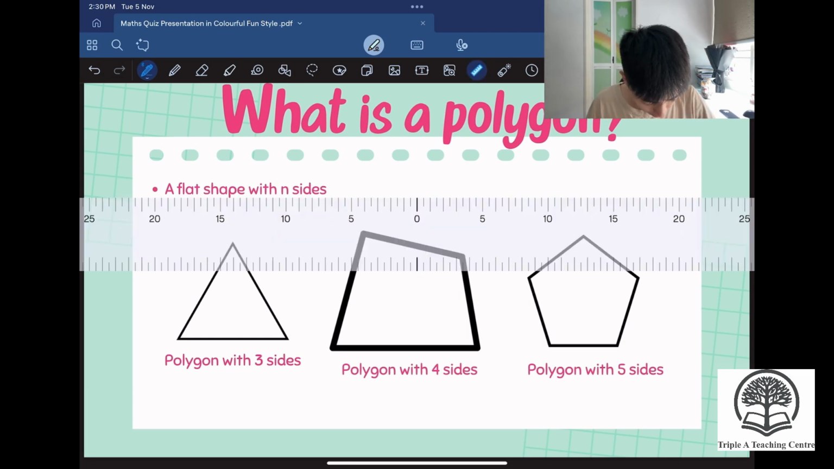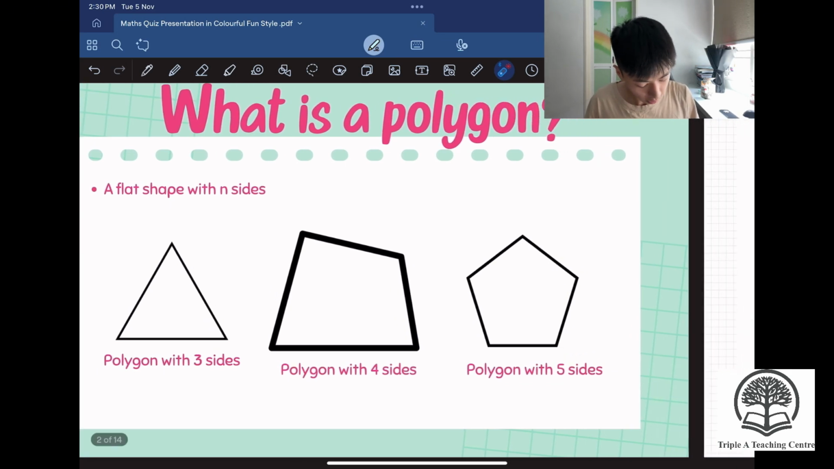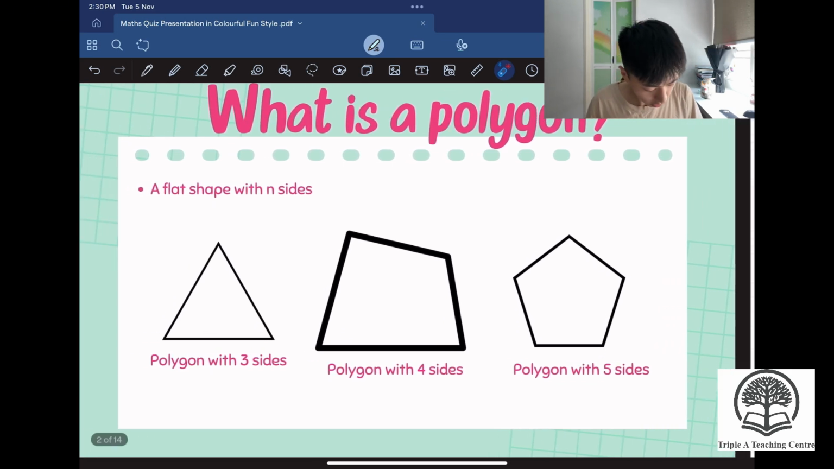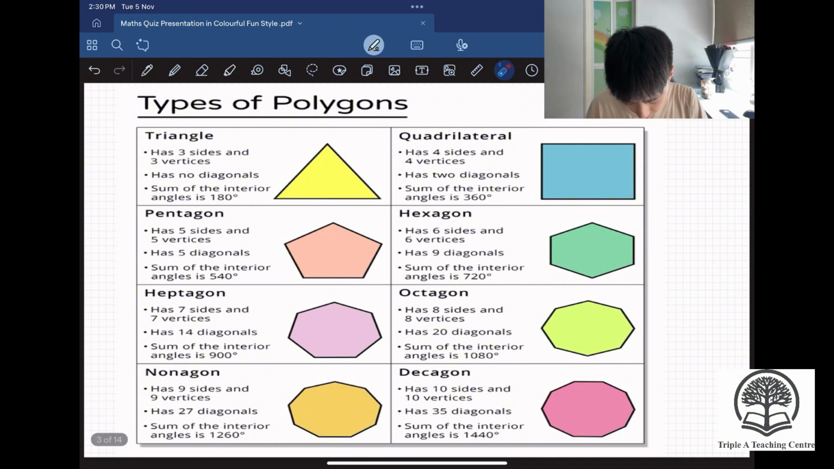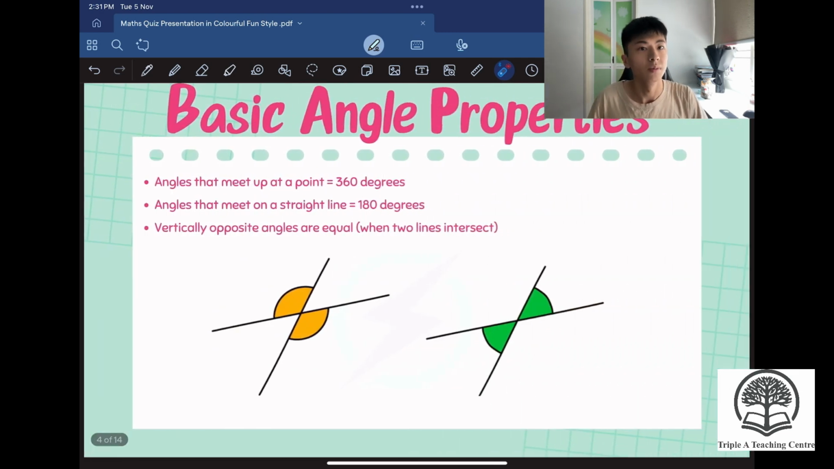Now this is a pentagon. A pentagon means that it's a polygon with 5 sides. As you go down along the road of polygons, you'll discover that it keeps going on. There's hexagons, heptagons, octagons, and so on. For IGCSE, you only need to memorize up to a decagon. So just go and memorize the names and how many sides they have, and I believe that should be enough. Next we'll be talking about basic angle properties.